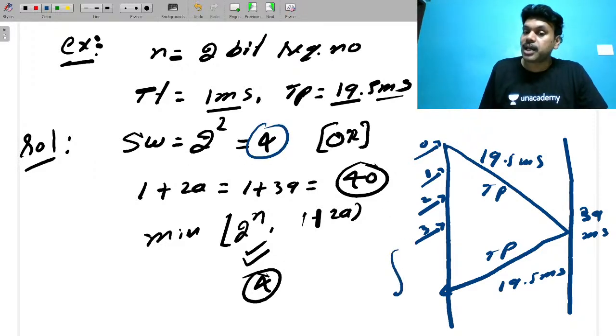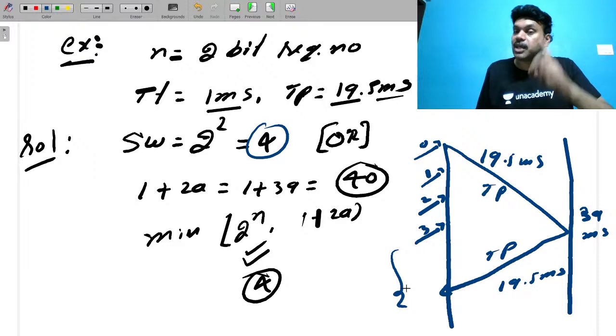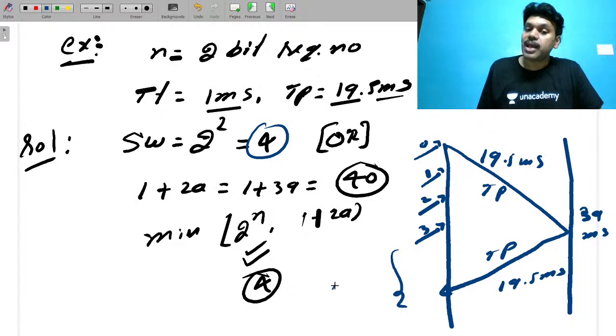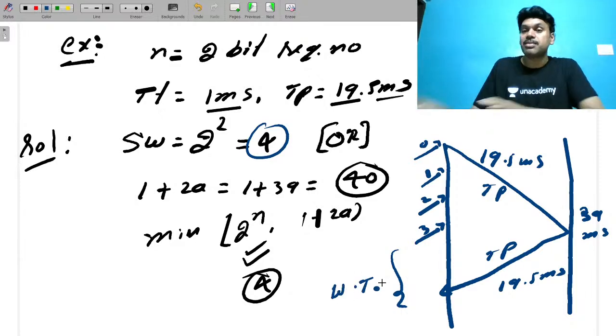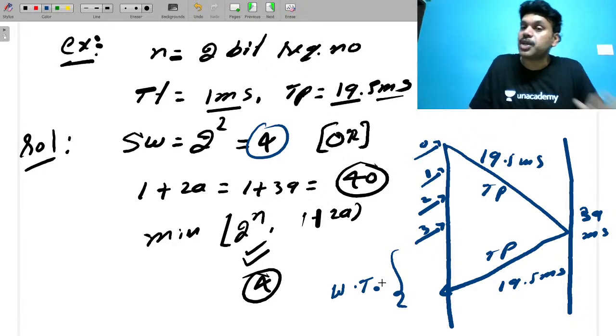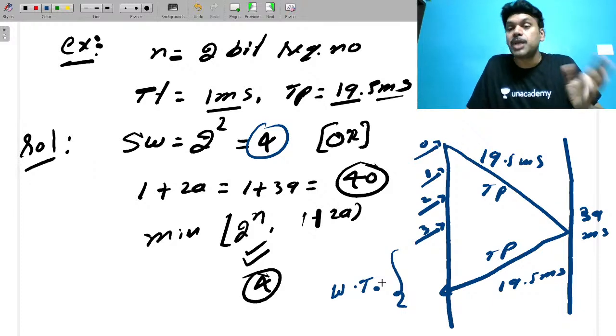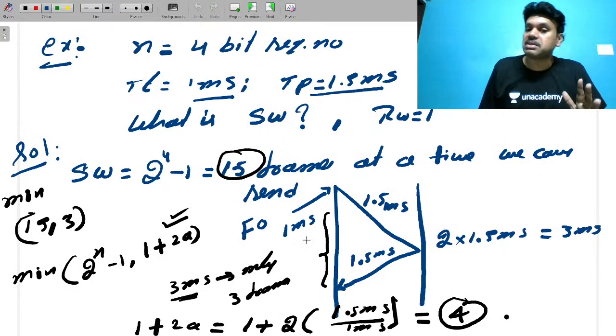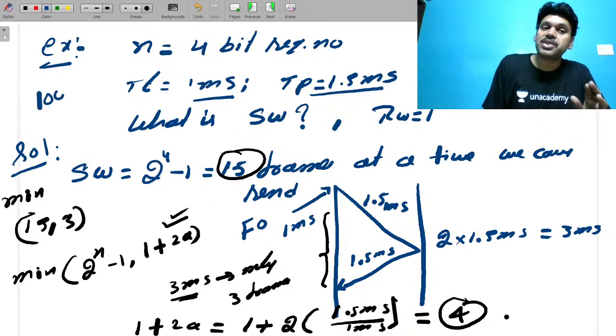So for the remaining time you cannot send, even though you are getting the acknowledgement late, because your sequence numbers are not supporting you, and the remaining time is going to be waiting time. So always you need to take the equation: the minimum of 2 power n comma 1 plus 2a you need to choose. According to whichever is the minimum, that one. If the earlier one, excellent, 100% efficiency you are going to get.